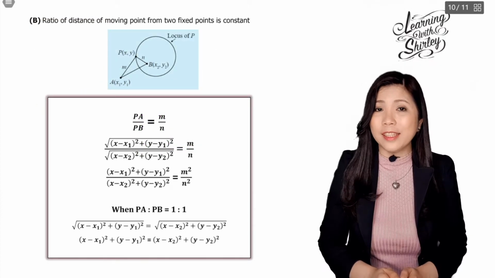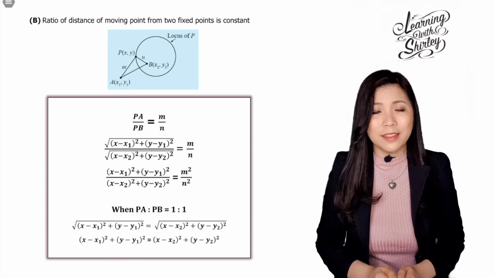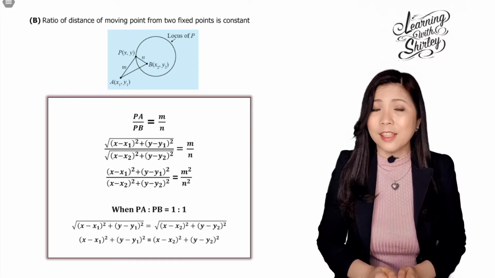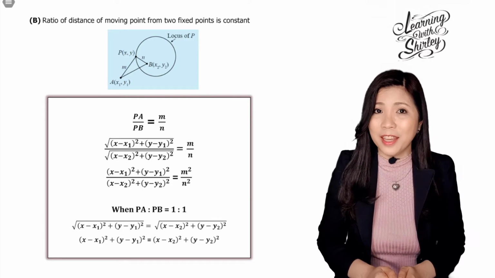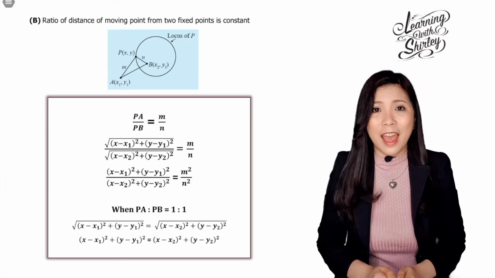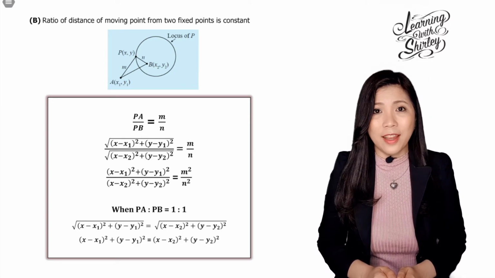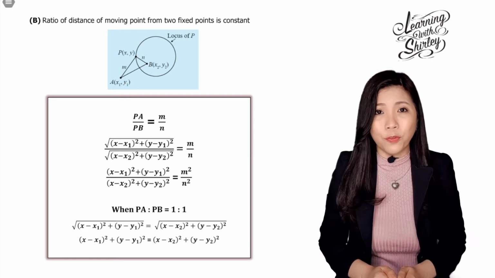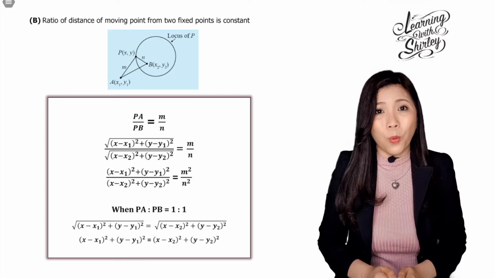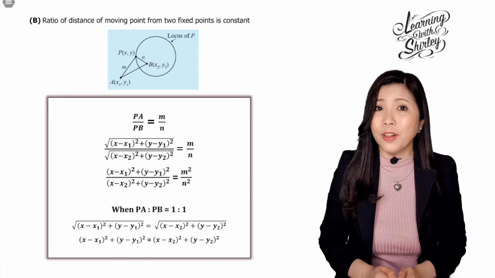To find the ratio of distance of a moving point from two fixed points which is constant, we use this formula: PA over PB equals M over N. So we're going to use the distance formula to find the distance of PA and PB. So for PA, it will be the square root of (x - x1)² + (y - y1)², over the square root of (x - x2)² + (y - y2)², and it equals m over n.